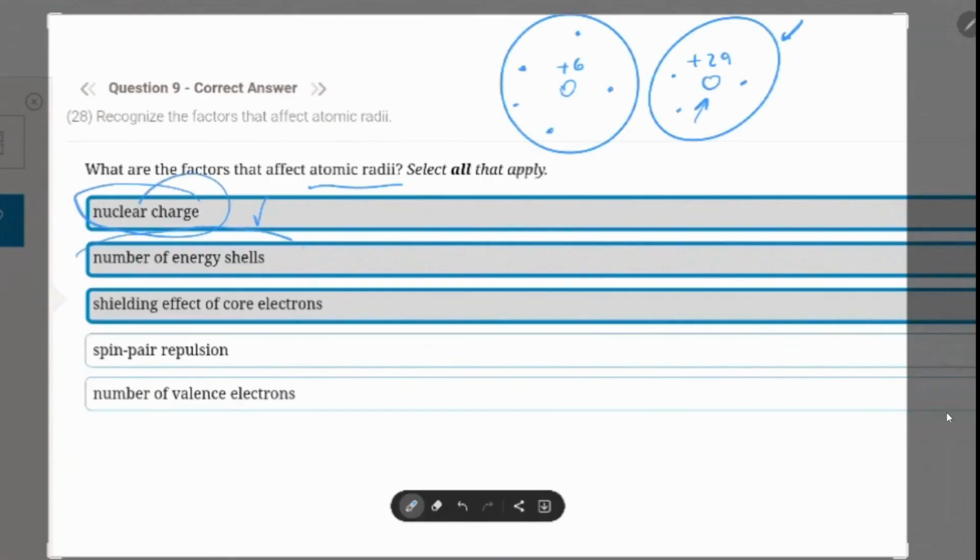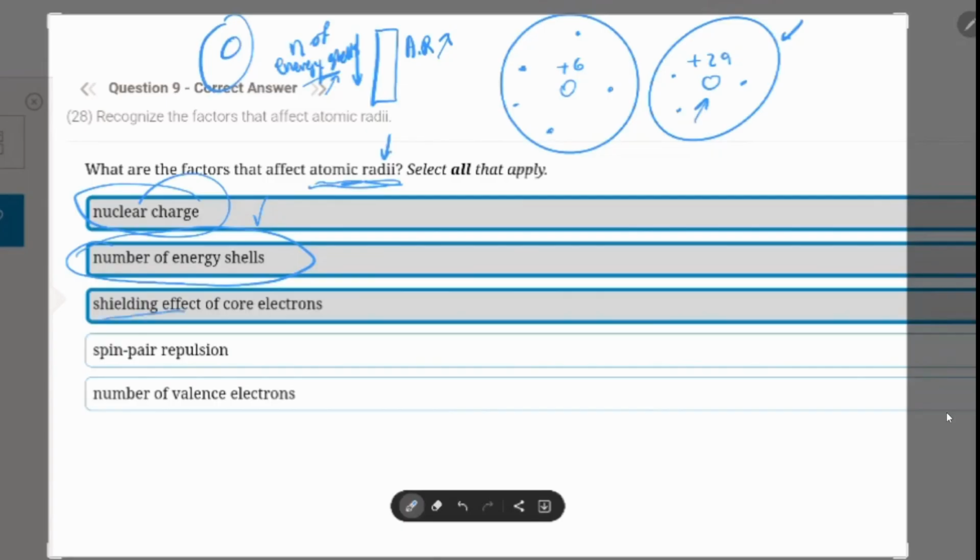The second one is number of energy shells. As you go down a group, your number of energy shells increases. When the number of energy shells increases, the atomic radius actually increases. Why? Because there are more energy shells, they're more spread apart. Is that the actual definition? No. But since they require more energy, they're going to be able to overcome the nuclear attraction easier, and therefore they're going to be found further away. And if something's further away, that means its radius increases.